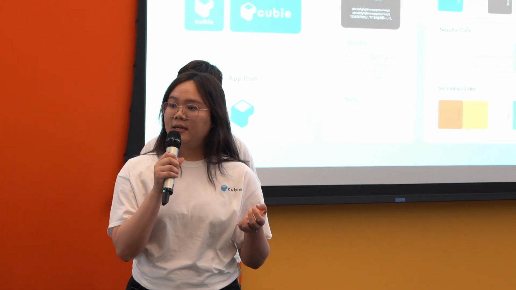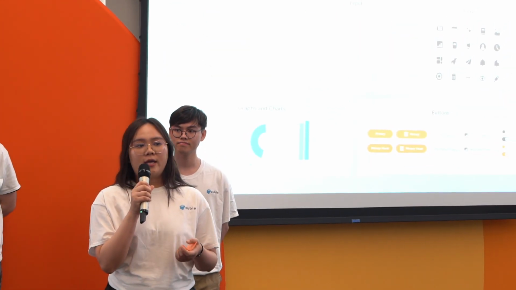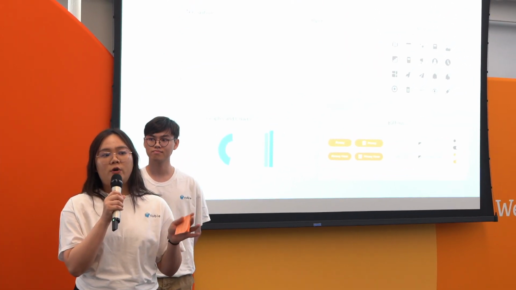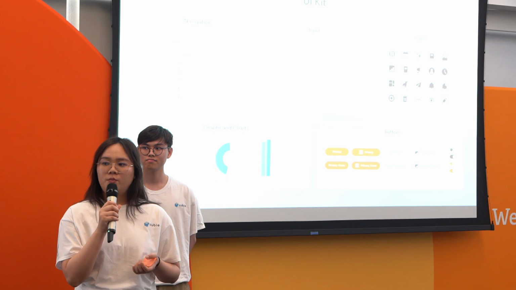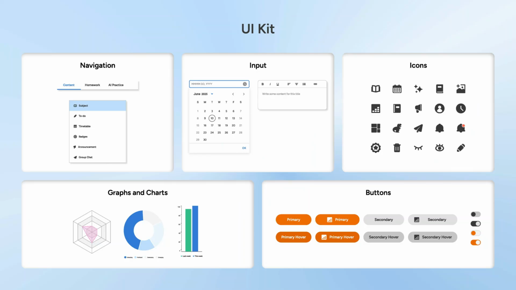And for typography, we chose Figtree for its legibility. And for colors, we chose blue as our main color because it is one of the most liked colors among children. And moving on to our UI kit, to make our overall interface clean and approachable, we built our UI around soft and round shapes.